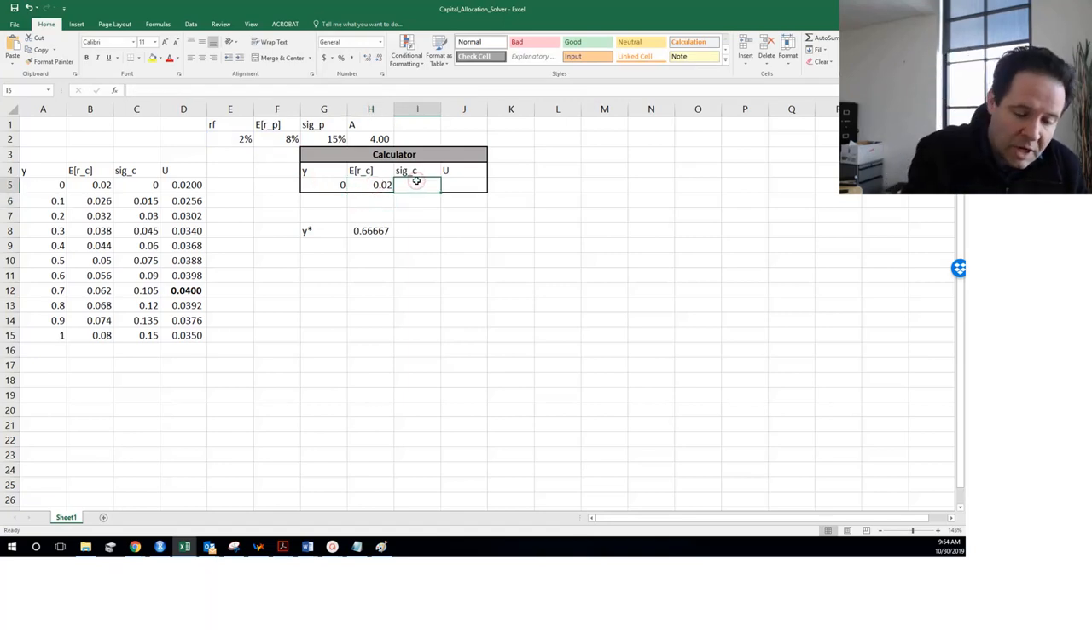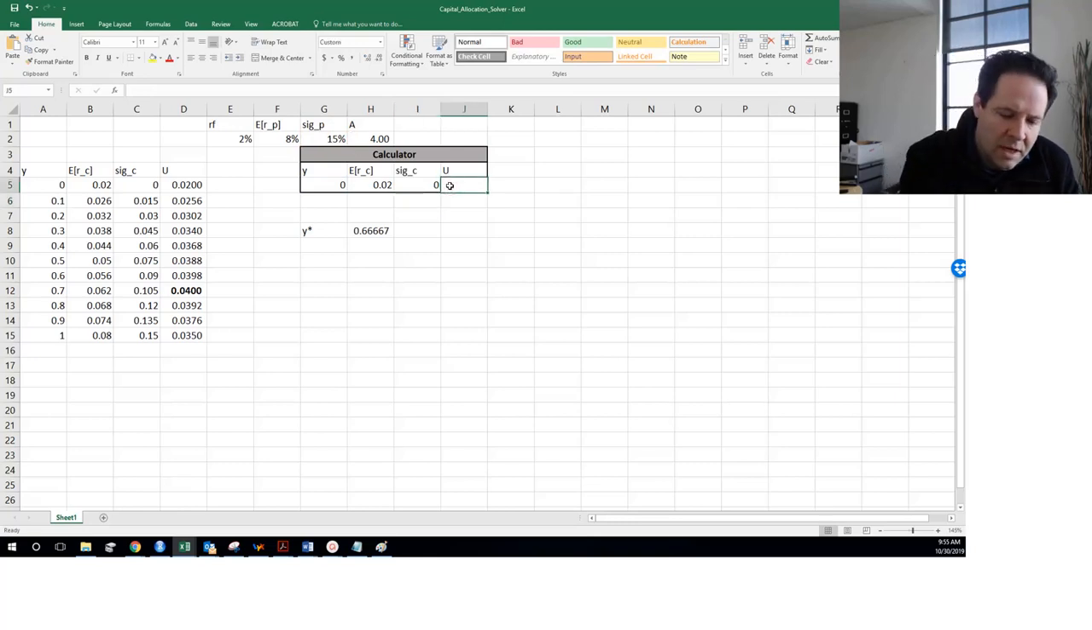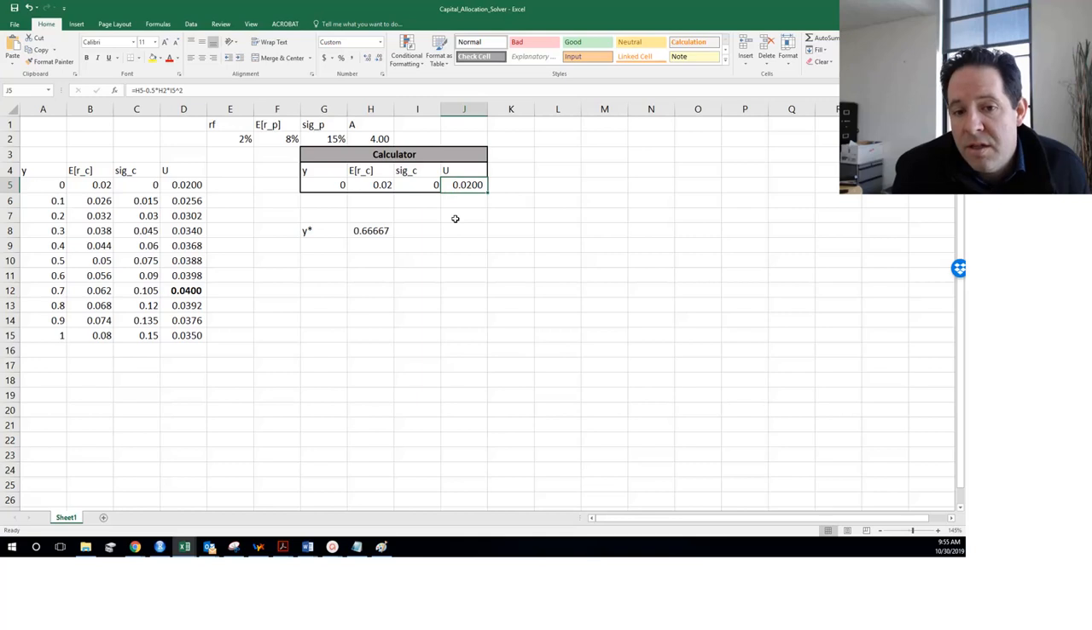And you can see here, just the risky share times the standard deviation of the risky asset. And that gives me the standard deviation of that portfolio. And then I can just compute, well, what's the investor's utility as a function of this? 0.5 times the risk aversion times the standard deviation squared. And there's the utility for my investor.